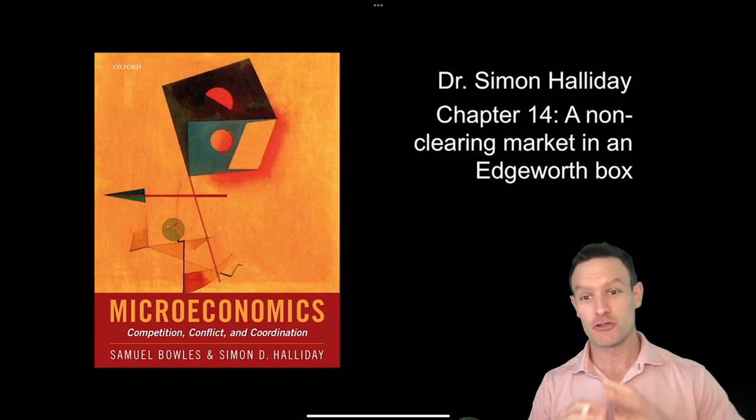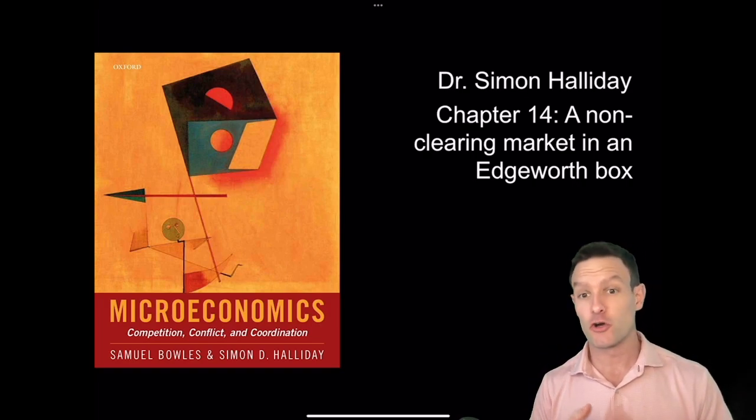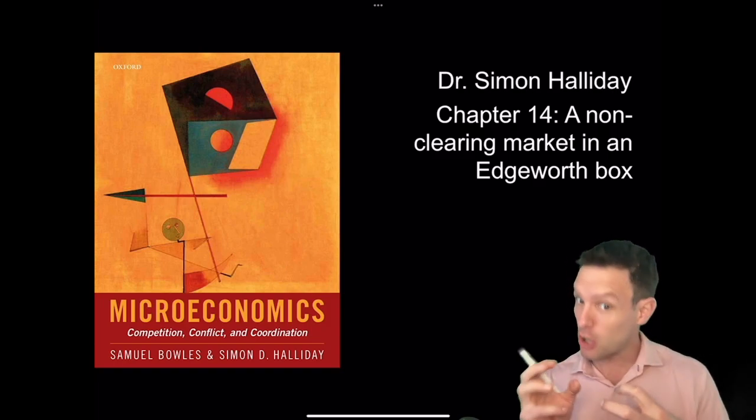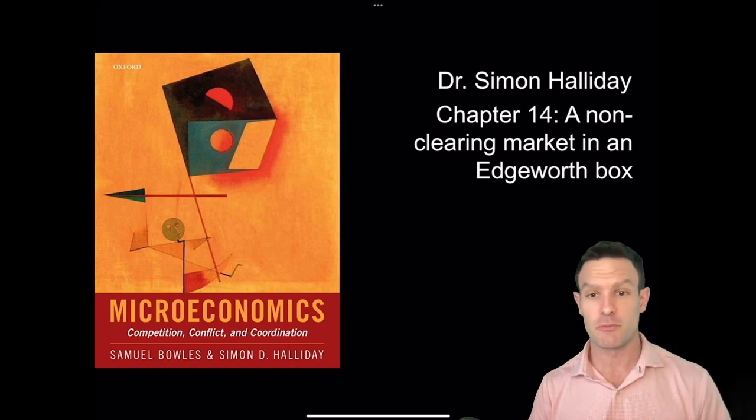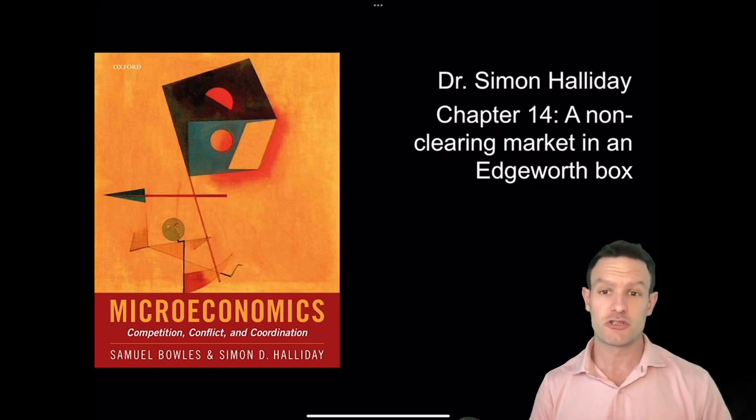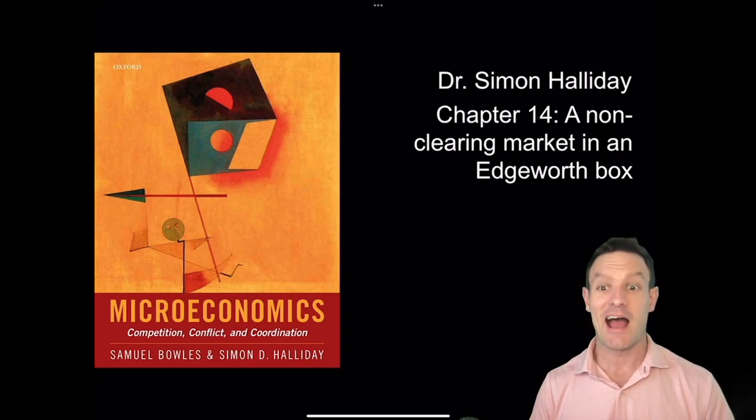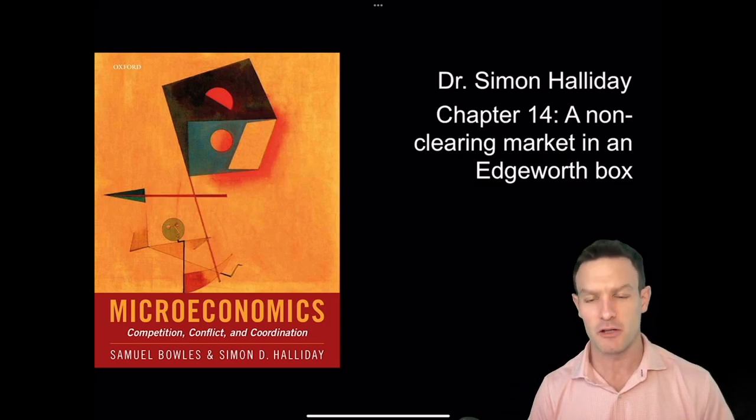The first thing is we're going to remind ourselves of what an Edgeworth box is, what it looks like. We're then going to be talking about price offer curves. We're then going to see how we'd get a non-clearing market at a certain price. And that's what this little video is about. The next video is going to be about a clearing market at a given price and how that clearing market is going to be a Pareto efficient outcome in a generally competitive model.